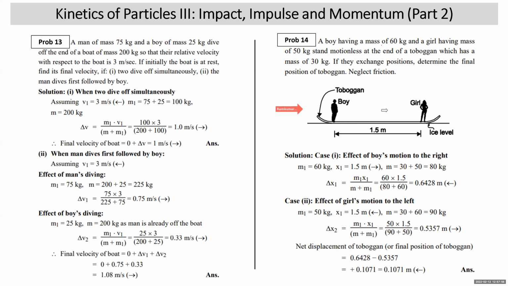Boy and girl are standing at the opposite ends of the toboggan. They are 1.5 meters apart. The boy goes to the right to the girl's position, and the girl comes to the boy's position. That means the extreme position.